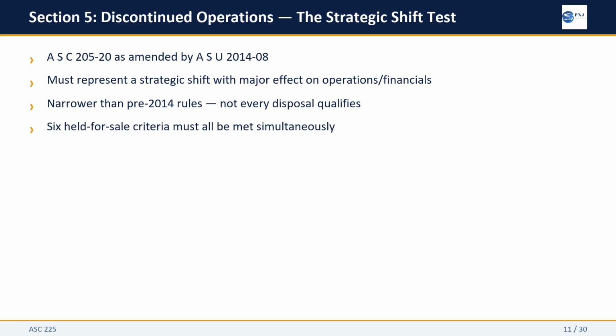Before ASU 2014-08, almost any significant disposal could qualify as discontinued. The standard tightened considerably. Now the disposal must represent a strategic shift with a major effect on operations or financial results. Component-level disposals that are routine do not qualify, and before anything is classified as held for sale, and thus eligible for discontinued treatment, all 6 held-for-sale criteria must be satisfied at the same time.